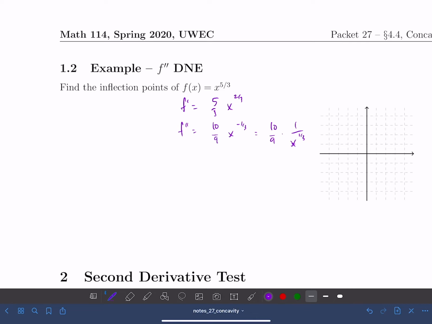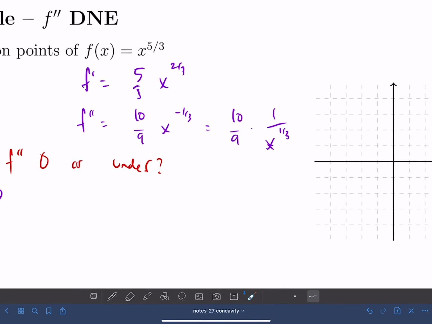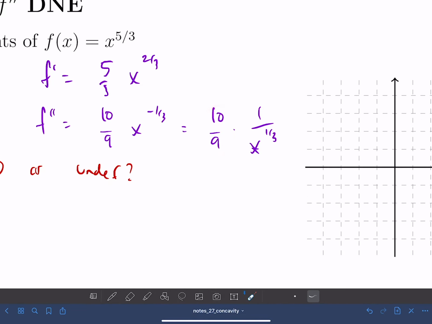Now we're going to ask where is f double prime 0 or undefined? The answer is that it's never 0 because looking at the function, the 10/9 doesn't matter whatsoever, so you can ignore it. Then we have this thing right here. The only way for that to be 0 is if the numerator was 0, but the numerator is a constant 1. And so this part right here is never 0.